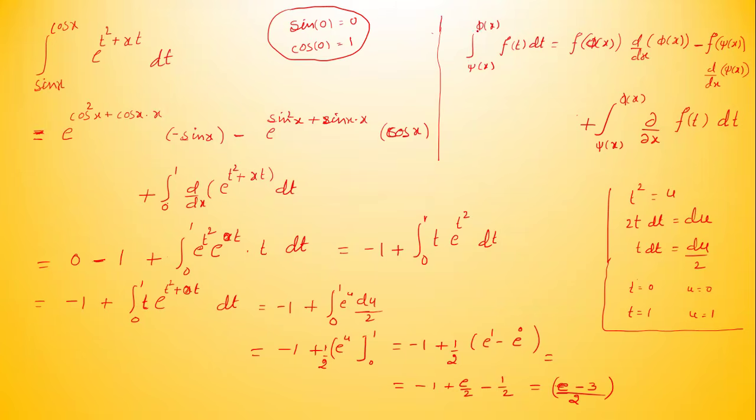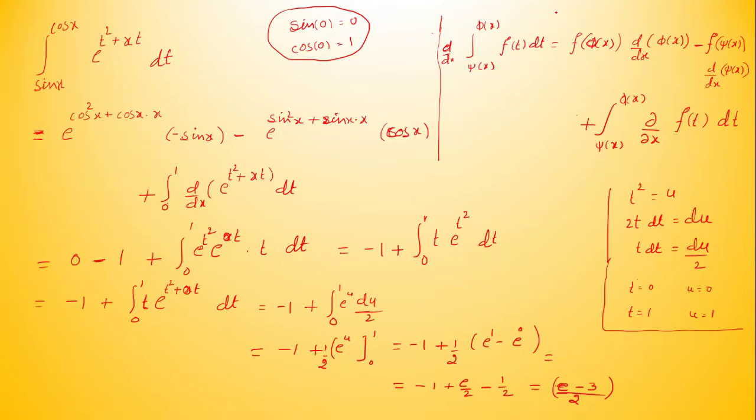The integral with limits psi of x to pi of x of f of t dt is equal to d by dx: f of pi of x times the derivative of pi of x, the upper limit, minus f of psi of x times the derivative of psi of x, the lower limit, plus the integral from psi of x to pi of x of the differentiation of f of t dt.